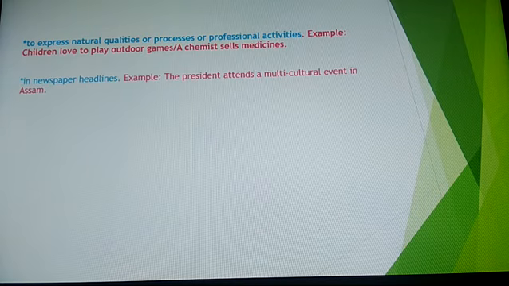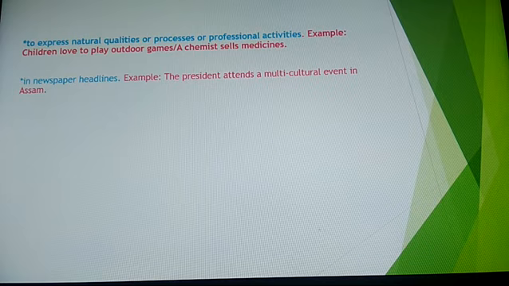Simple present tense is used in newspaper headlines. When you read newspapers, you can see the headlines. All the headlines are written in simple present tense. Example: The president attends a multicultural event in Assam. You can see the verb attends. This is in simple present tense. If it is plural, it would be only attend.